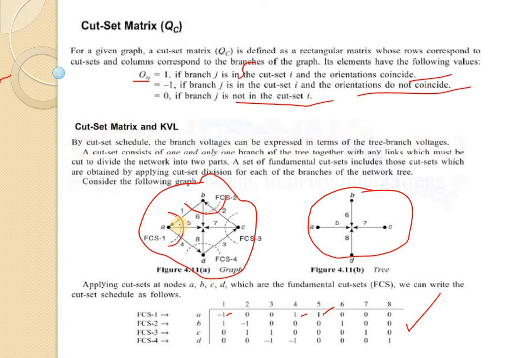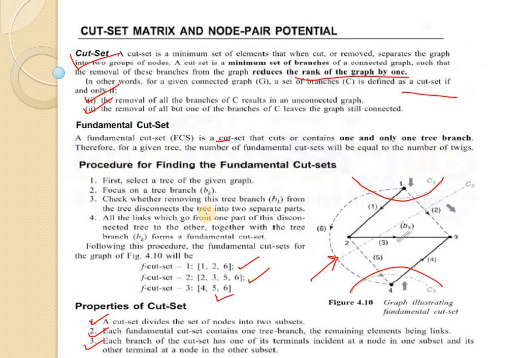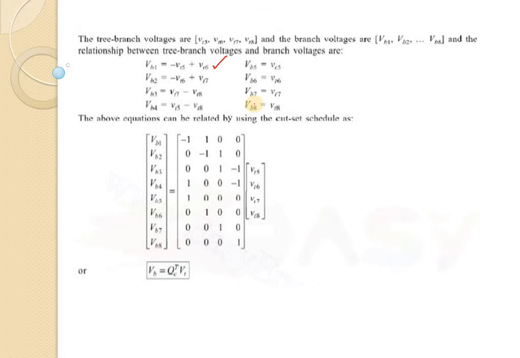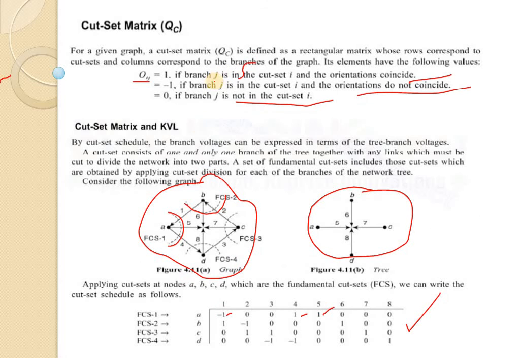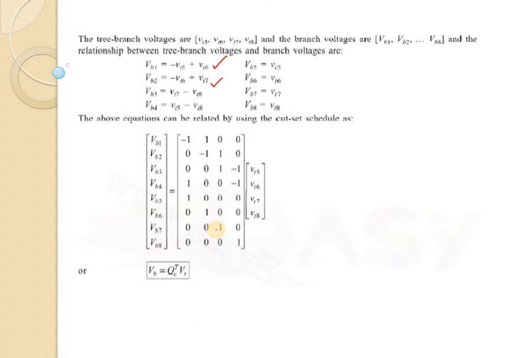VB1 is a combination of VT5 and VT6. VB2 is a combination of VT6 and VT7. See, VB2 is a combination of VT6 and VT7. Okay, that is also right.